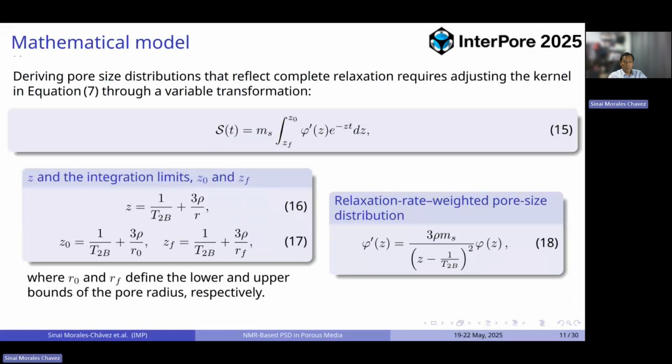This transforms the signal into equation 15, where zeta 0 and zeta f correspond to the smallest and largest pore radii. The distribution phi prime is a relaxation-rate-weighted pore size distribution defined as equation 18. This transformation ensures that both diffusion and bulk relaxation mechanisms are properly incorporated into the kernel and the distribution function. This is a crucial step for obtaining physically accurate pore size distributions from NMR data.